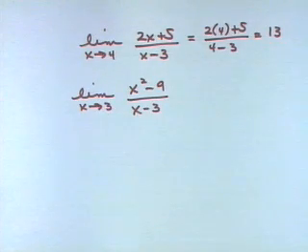Is direct substitution a problem there? Yes. If you did substitute in directly, what would you get? Which is a good indicator that we've got to do some other method. 0 divided by 0. 0 divided by 0, which is what?